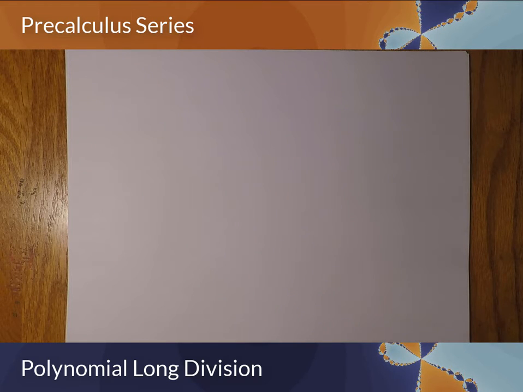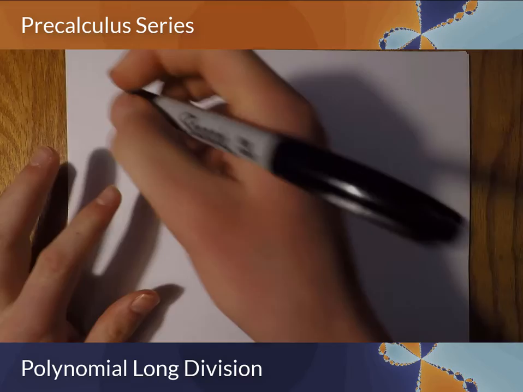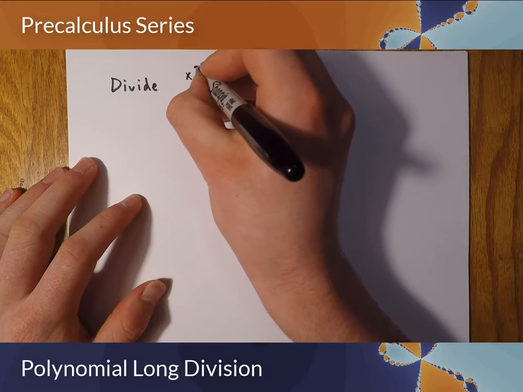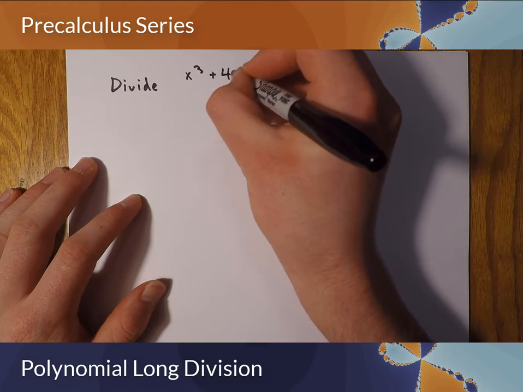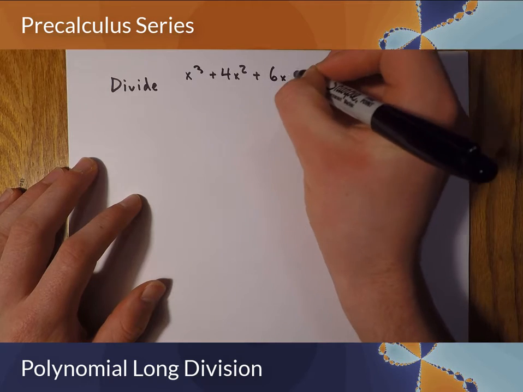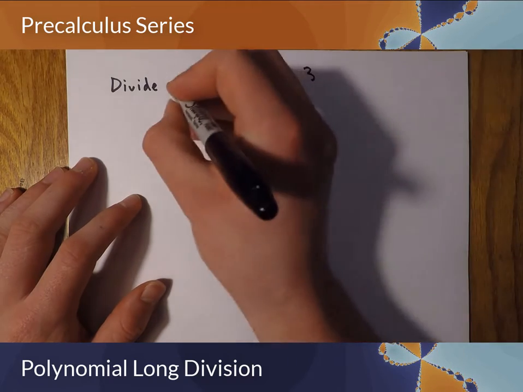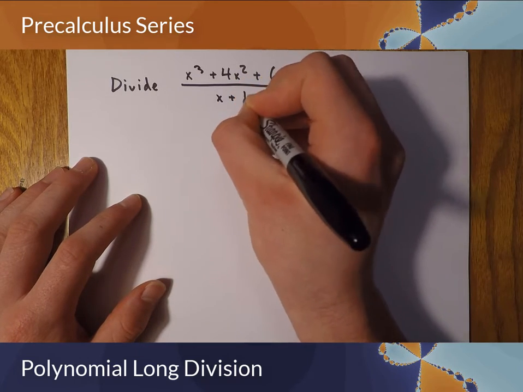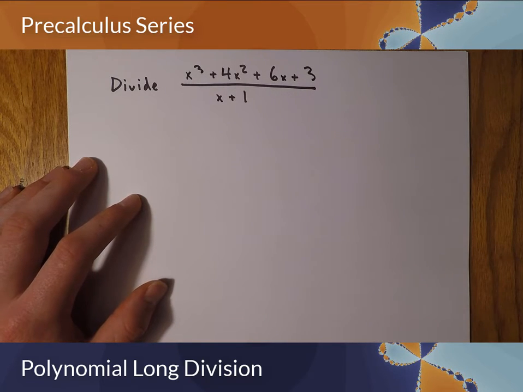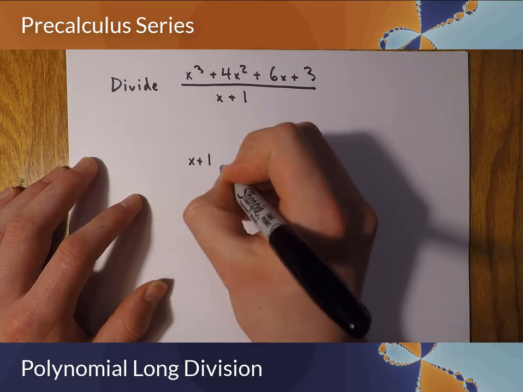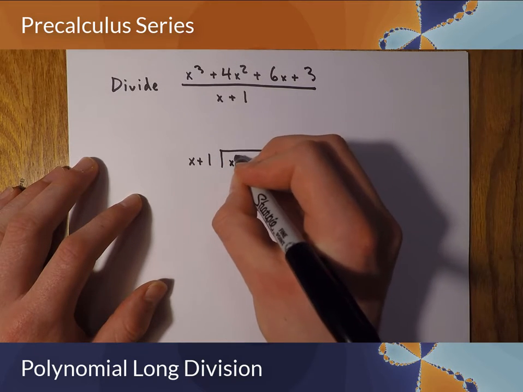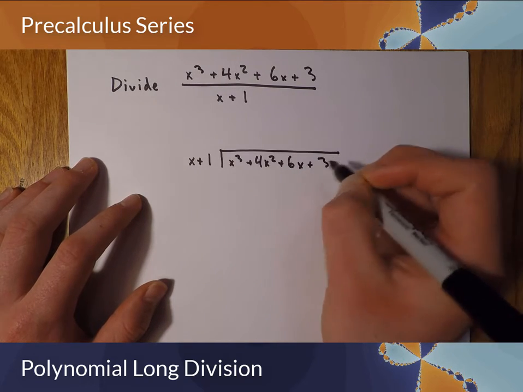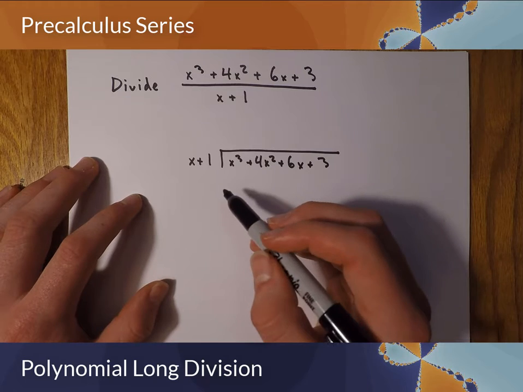Alright, so now we're going to do one last example. And so we're going to have one more problem, and we're going to divide x cubed plus 4x squared plus 6x plus 3 by x plus 1. Alright, so let's set this up. So we have x plus 1 over here, and then underneath here we have x cubed plus 4x squared plus 6x plus 3. And so now we're just going to start dividing.